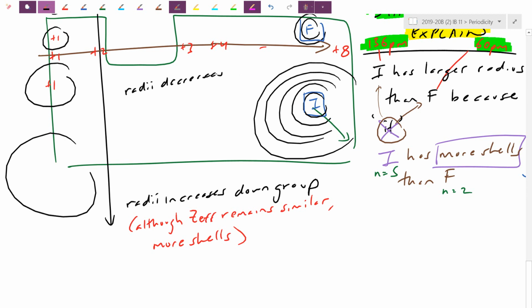We wrote this yesterday. Upon any row, my francium or cesium may have been very large. Upon any row, my radius is tending to shrink. The radius decreases. The language we're going to use is "across a period." The word period just means left and right. It's a horizontal row. And when we say across, we assume left to right.